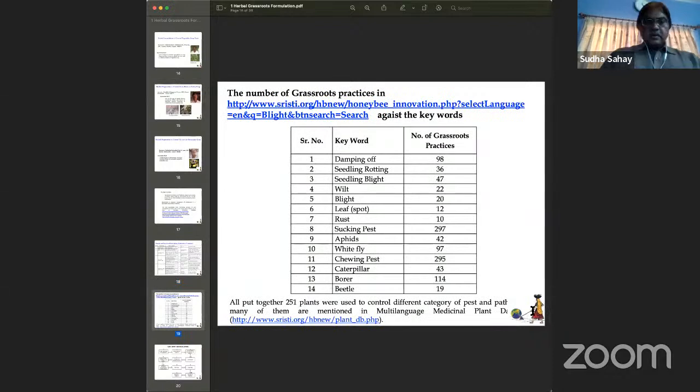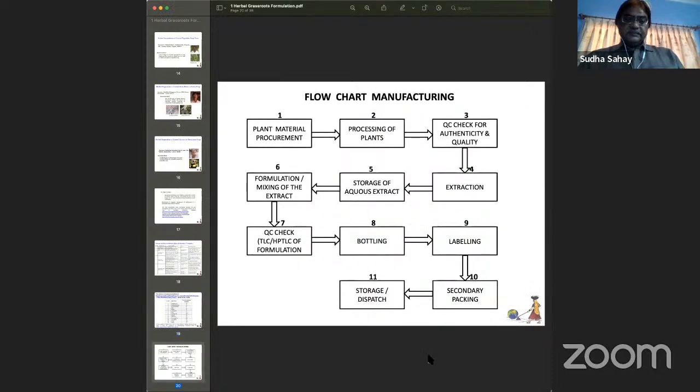These are the number of practices currently available in our database for these particular kinds of diseases. For example, damping off, seedling rotting and many others, and the number on the right side indicates how many practices are available in our database for that particular problem. So whatever problem you would like to search for in our database, you will come to know a lot of information. Now the question is, these are available in the raw form.